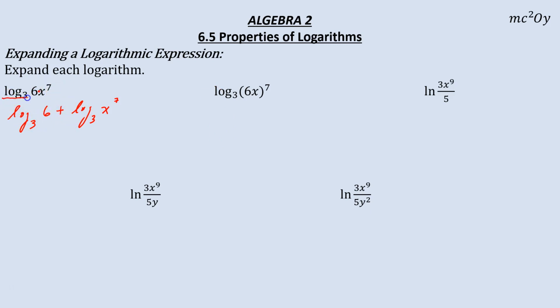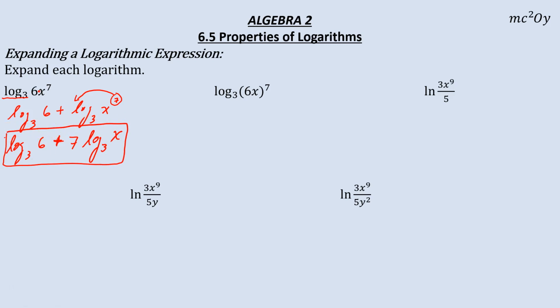Notice I keep the same log for both of them. They're both log base 3. And then note that I have x to the 7th here. Well, that 7 can move out in front by applying the power property. So when you're expanding, you should do that. So log base 3 of 6 stays the same, but we bring the 7 out to the front, and we get 7 log base 3 of x. You have now expanded that completely.